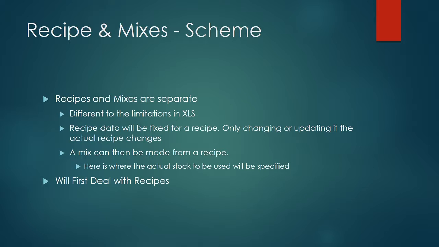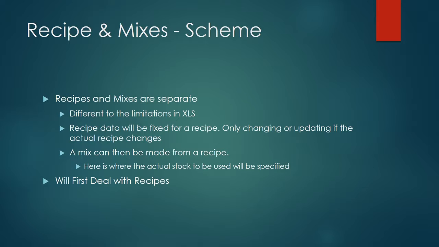So basically, recipe data will be fixed for a recipe. That might sound obvious, but essentially what I mean is that when we create a recipe, it's going to have the VG/PG mix in it. It'll have the percentage of nicotine. It'll state exactly which ingredients and how much of those ingredients is in the recipe, but it won't be specifying which bottle of ingredient we're going to be using. So essentially, unless the recipe changes in some way, once it's in there, it's not going to change.